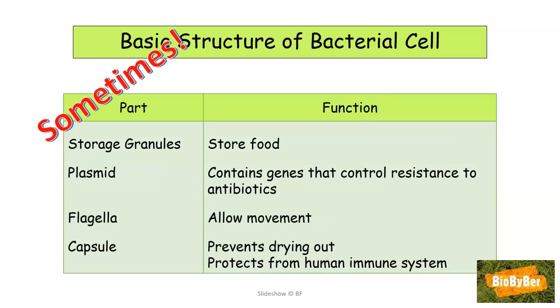Bacterial cells sometimes have storage granules, which obviously store food. The food can be stored in the form of glycogen, which we met before. Glycogen is a storage polysaccharide in animals. It is found in the liver and brain cells. Here, the storage granules store glycogen. Bacterial cells can also have plasmids. The plasmids contain genes that control or govern resistance to antibiotics. Plasmids have been used in genetic engineering.